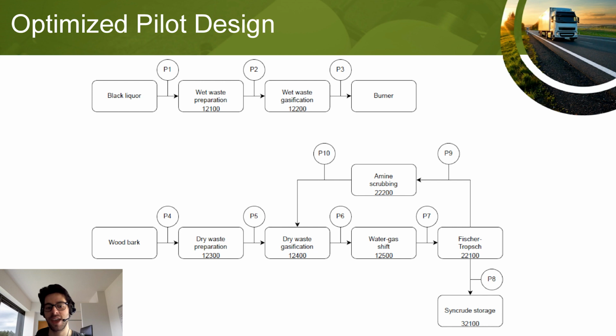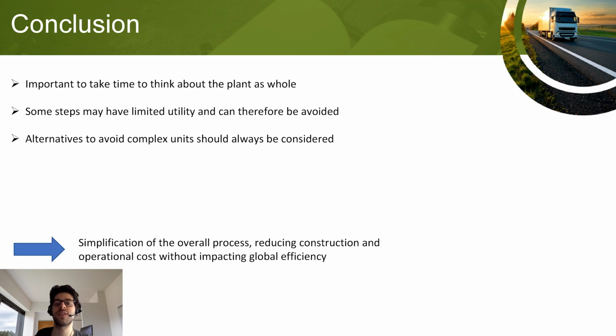The most important thing to understand is that in order to optimize a plant's design, one has to take time to rethink the global process in order to avoid low impact units, which will require investment for limited results. Every possibility should be considered to avoid complex units or to group different units in a single one. The resulting simplifications lower the construction and operational costs and make the plant more competitive.